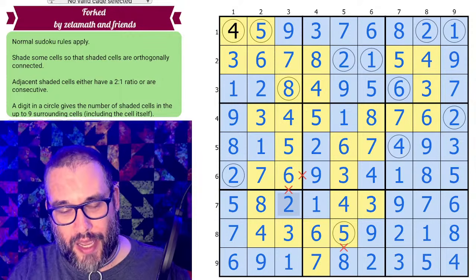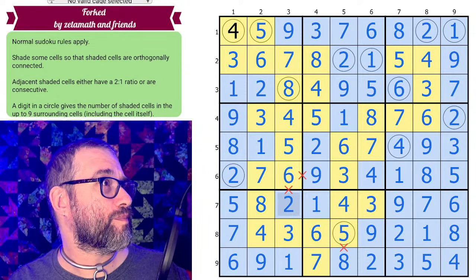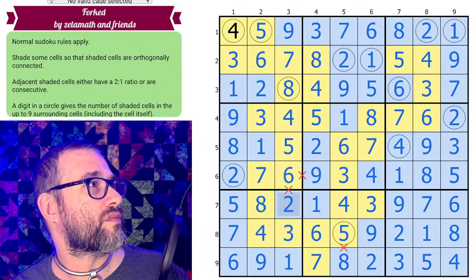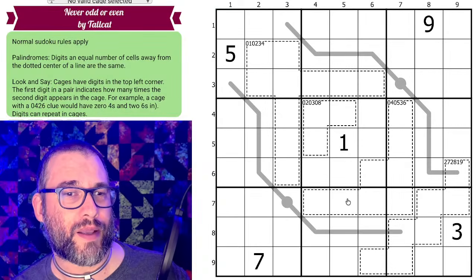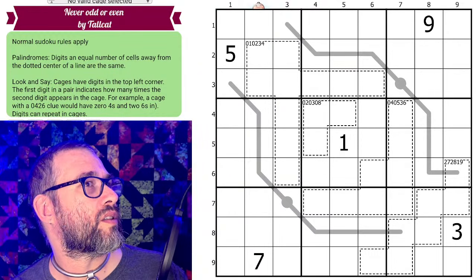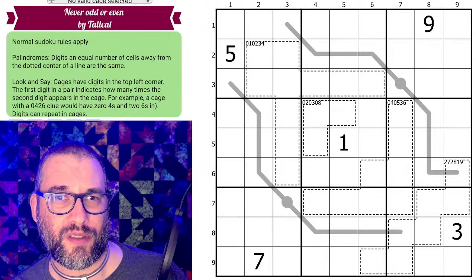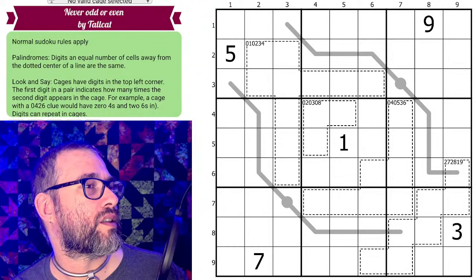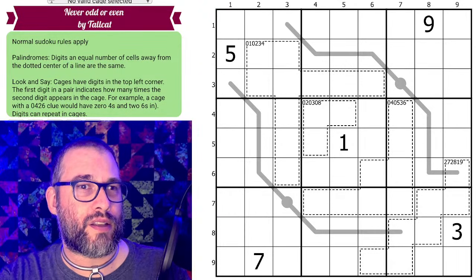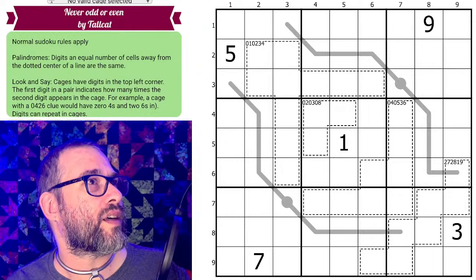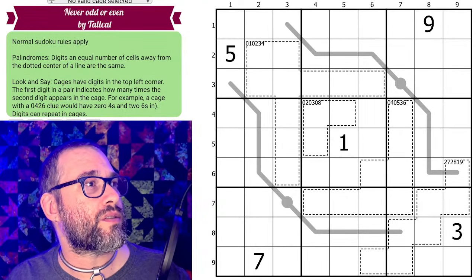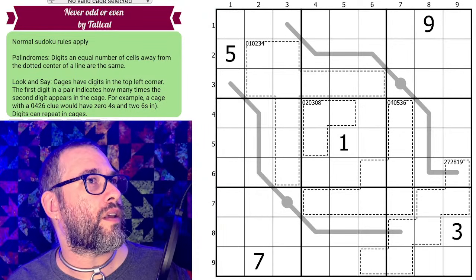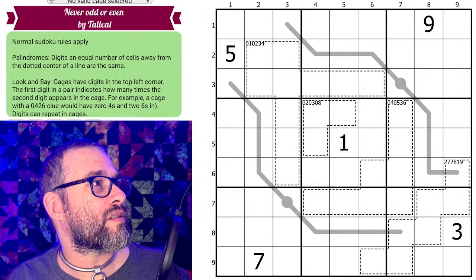I'm gonna do this tall cat. Let me load that up. We've got palindromes and look and say. Let's see. Here's the link. Rules in the description. And I will give Talcat a ping.